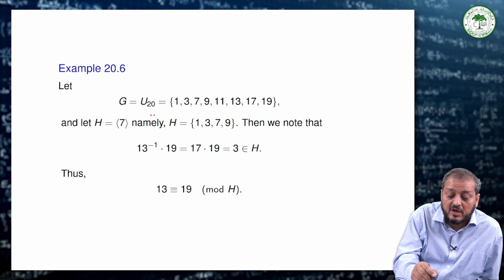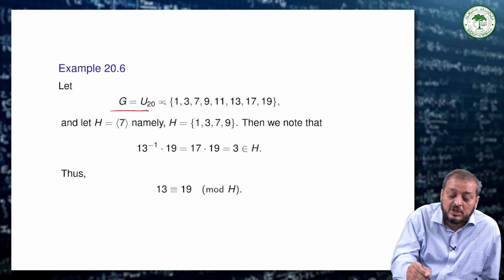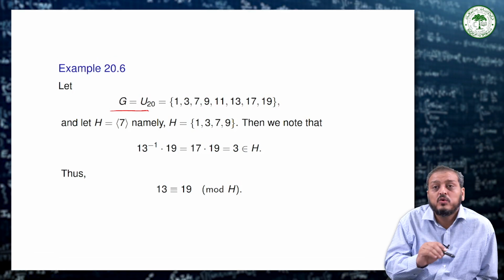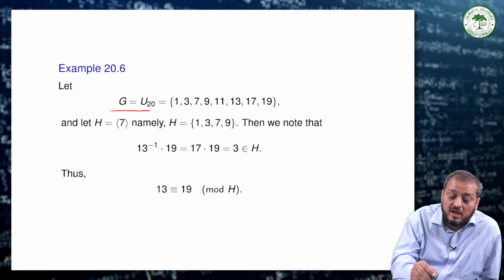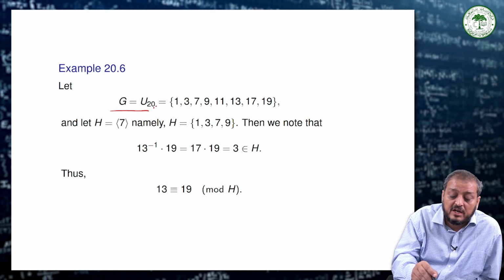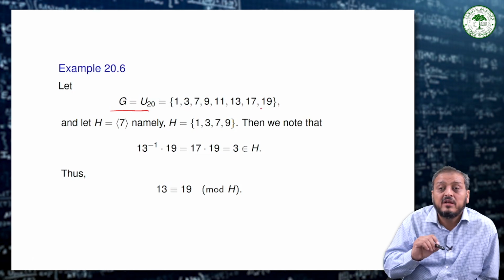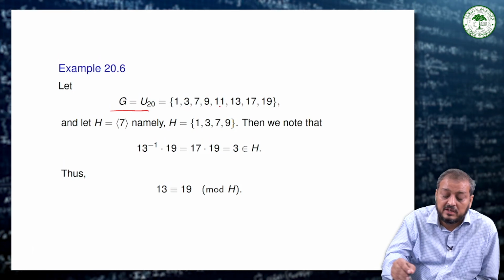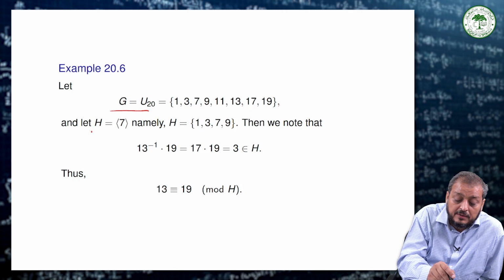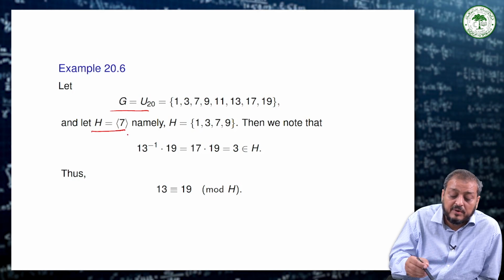Suppose we take another group, another example. Let G be equal to U(20). Now you know that the elements of U(20), which are relatively prime to 20, are 1, 3, 7, 9, 11, 13, 17 and 19. Now we take H as the group generated by 7.